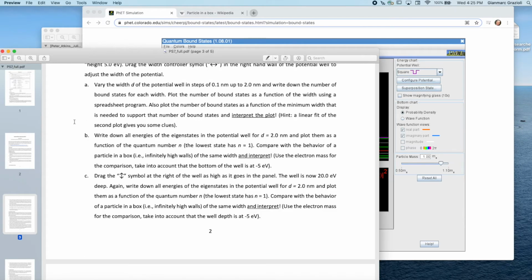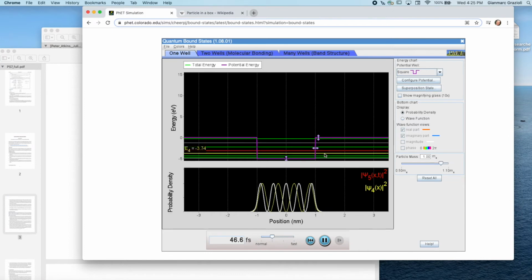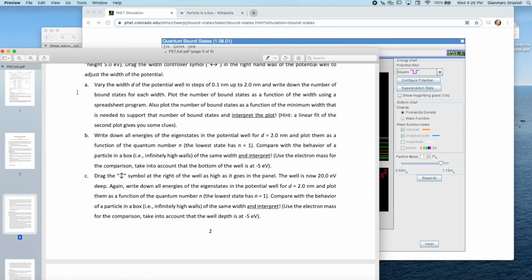And what do we want to do? Write down all the energies. Well, we can get the energies just by clicking on these things, or even hovering over them. So the first one, minus 4.92, minus 4.68, minus 4.29, etc. Well, that's easy enough to do. So you'll have to record all those values for D equals 2 nanometers and plot that.